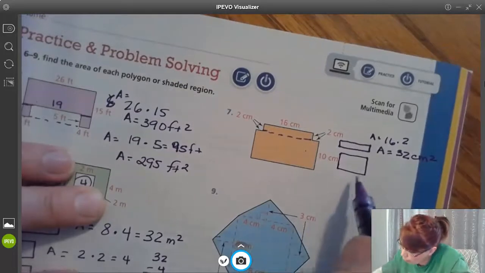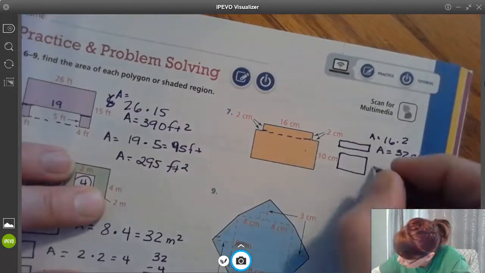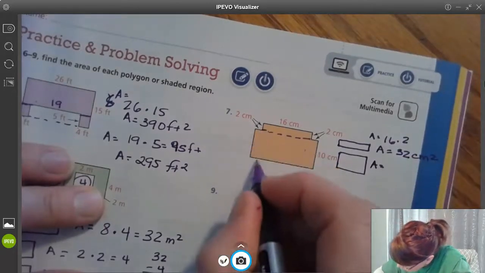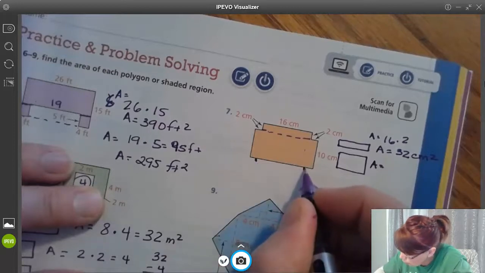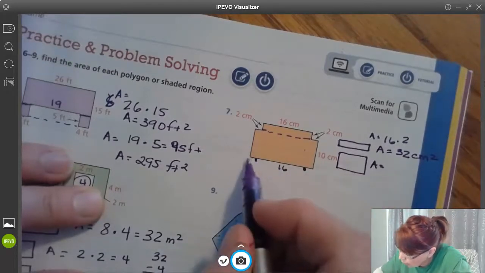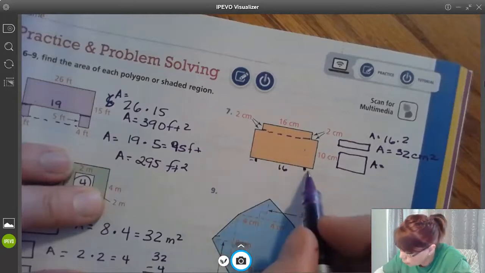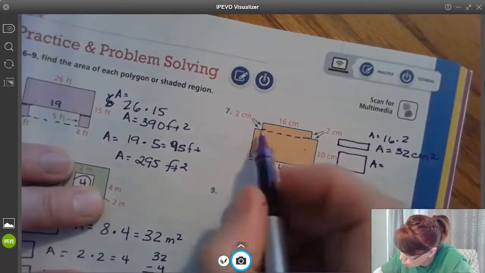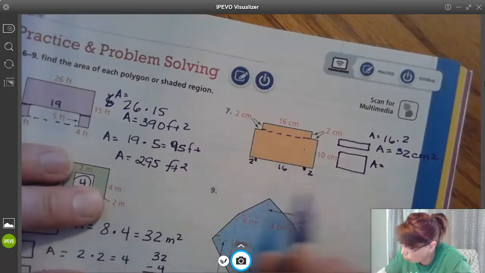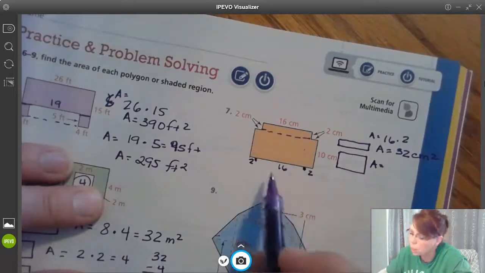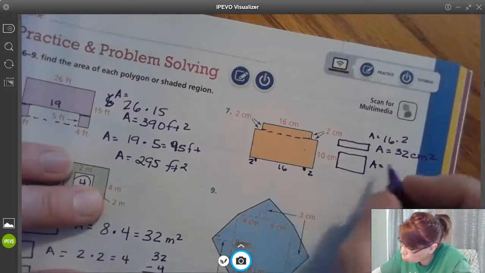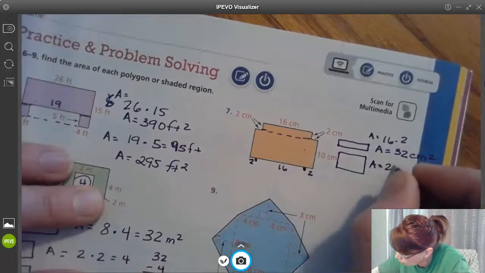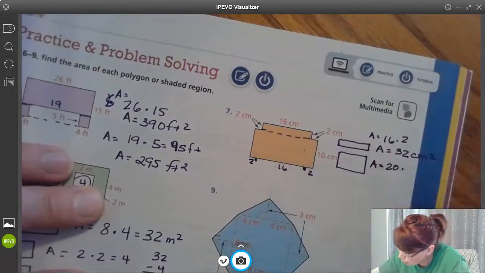And now for the bigger rectangle, I've got area equals, the base is more than 16. From here to about here is 16, but we have to add this part in right here as well, and this part right here. And it shows us at the top that that's 2. So this is 2, and over here is 2. So we've got 2 plus 16 plus 2. So the length of this piece is 20. 16 plus 2 is 18, plus 2 more is 20, times the height, which it tells us is 10.